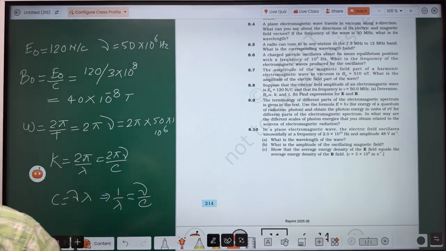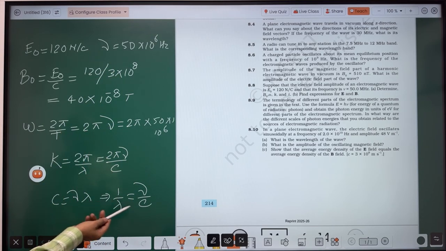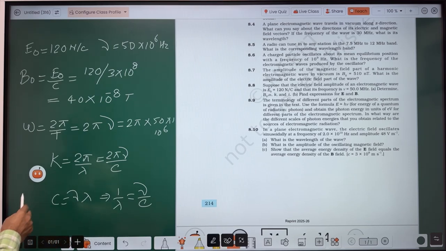And lambda we have not evaluated, so we can easily evaluate it from C equal to nu lambda. From here we can get that value, because C we know is 3 into 10 power 8 and nu is given as 50 into 10 power 6, and then lambda can be evaluated, and from there 1 upon lambda can be found.